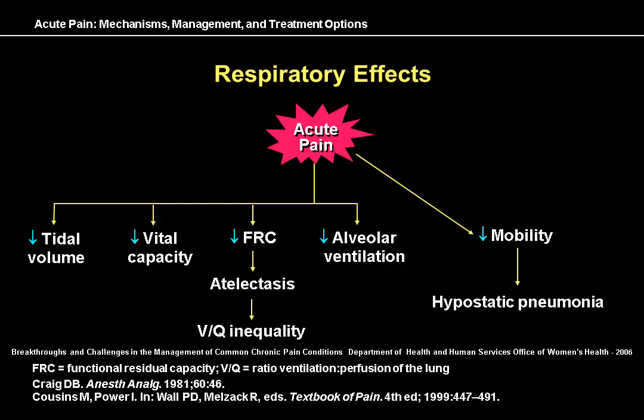This slide further summarizes the effect of acute pain on the respiratory system. You can see that acute pain can cause a decrease in the tidal volume and a decrease in the vital capacity. The functional residual capacity is also decreased, which leads to atelectasis and ventilation perfusion inequalities. There can be a decrease in alveolar ventilation. Also, acute pain causes decreased mobility with the development of hypostatic pneumonia.